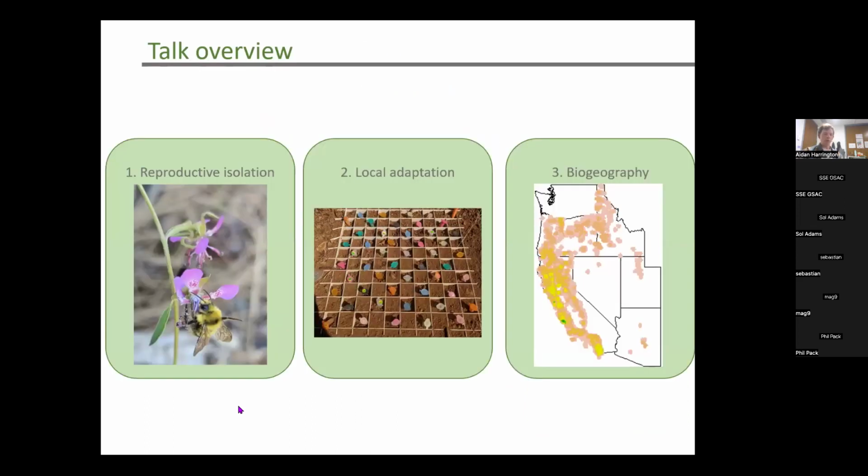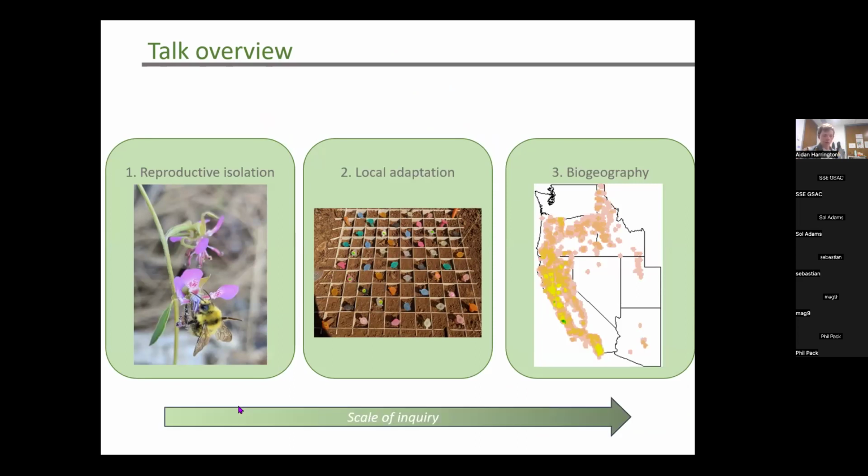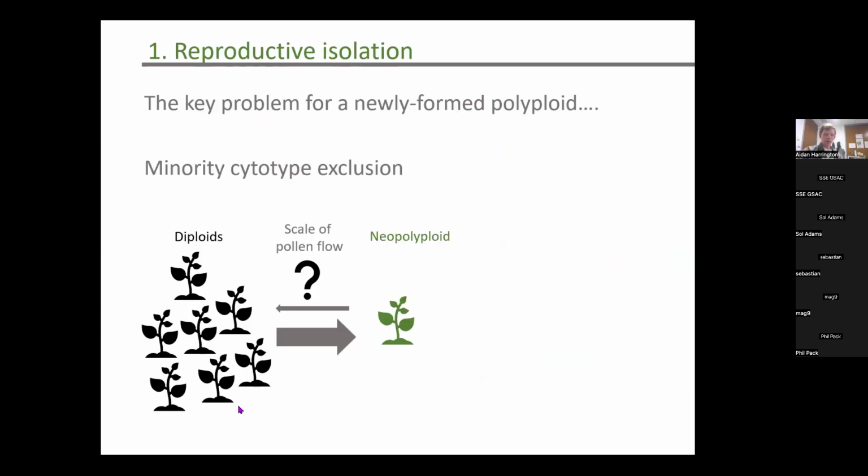So here's the overview of what I'm going to talk about today, specifically with relation to Clarkia and polyploidy. I have three stories: one about reproductive isolation, secondly about local adaptation and range expansion, and third about biogeography. And it crosses a scale of inquiry from very precise, few populations to many populations and many species at large scales. So starting with reproductive isolation.